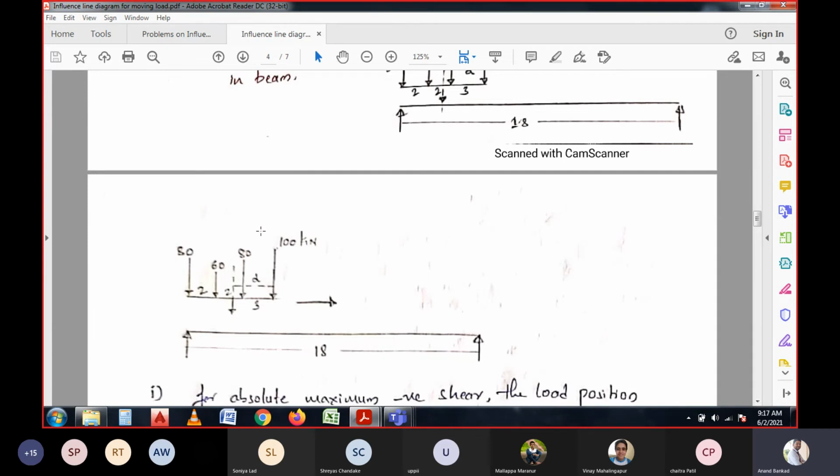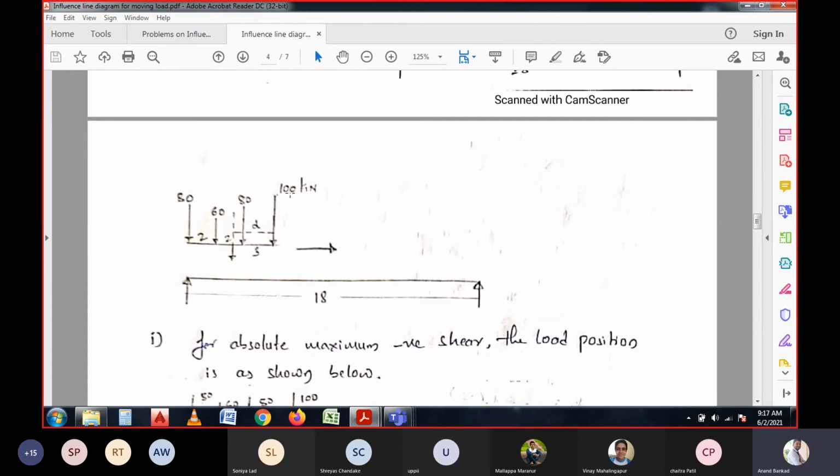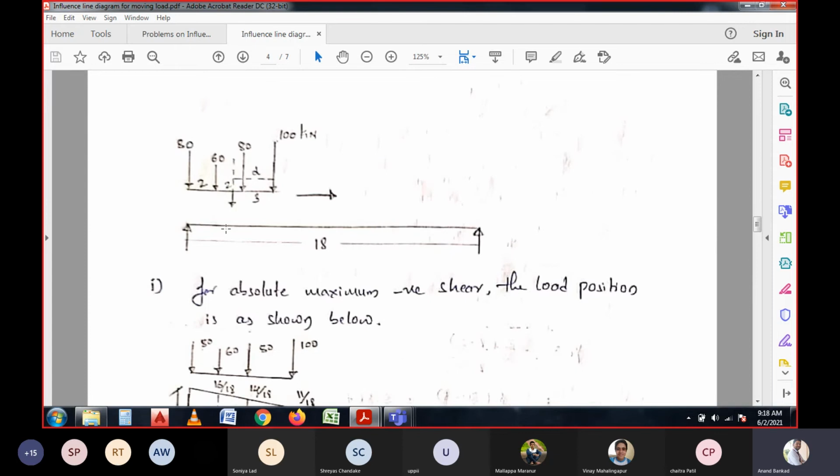But in this question, they have given the set of loads in the diagram itself. The loads given are 100 kilonewton, 80, 60 as well as 80 kilonewton, and these four concentrated loads have a distance of 3 meters between the first two loads, and the remaining ones have 2-meter consecutive distances. But if you want to calculate the maximum shear force, what do we need to do?